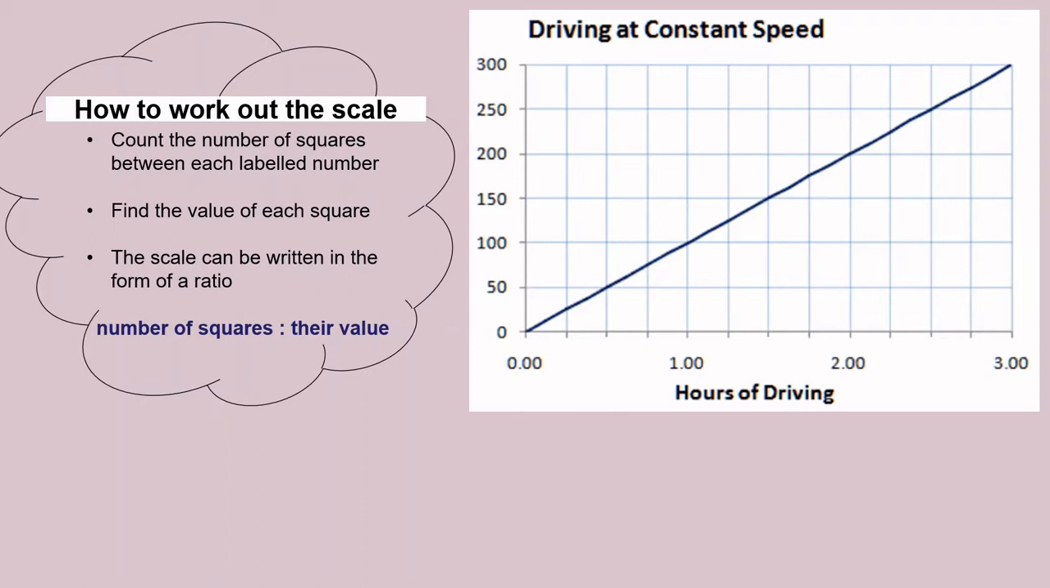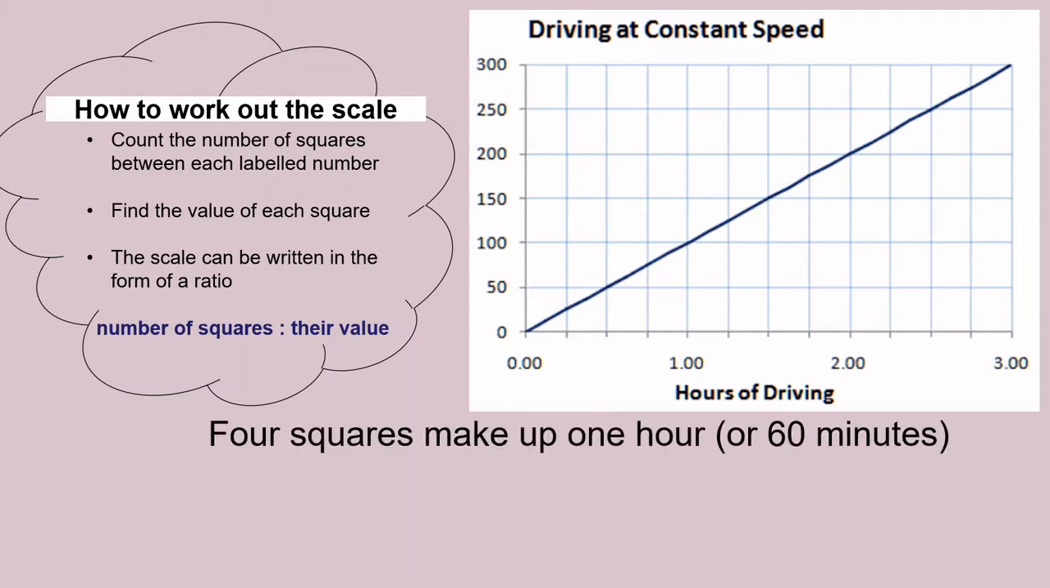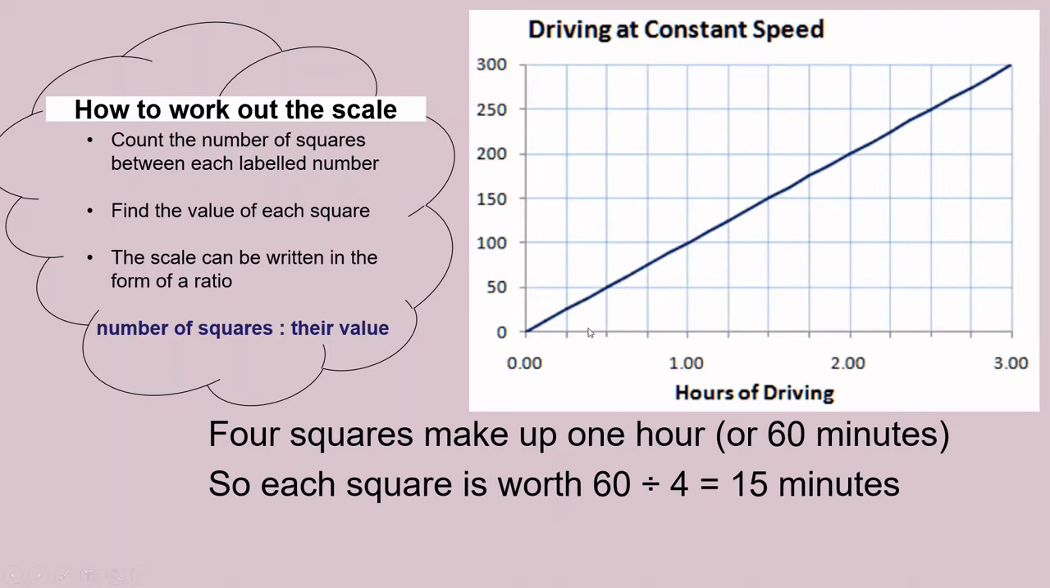Now let's look at the scale of this graph. We see that it takes 4 squares to make up an hour. 1, 2, 3, 4. An hour is 60 minutes. So if we want to work out how many minutes each square is worth, we'll simply do 60 divided by 4 because it takes 4 squares to make up those 60 minutes. 60 divided by 4 is 15 minutes. That means each square is worth 15 minutes.